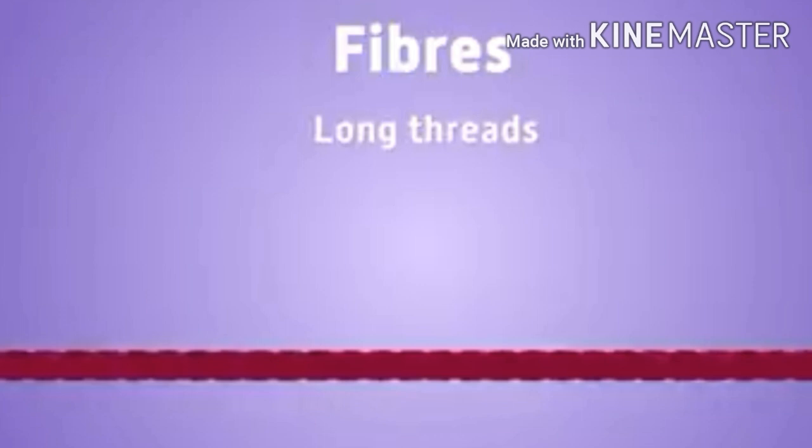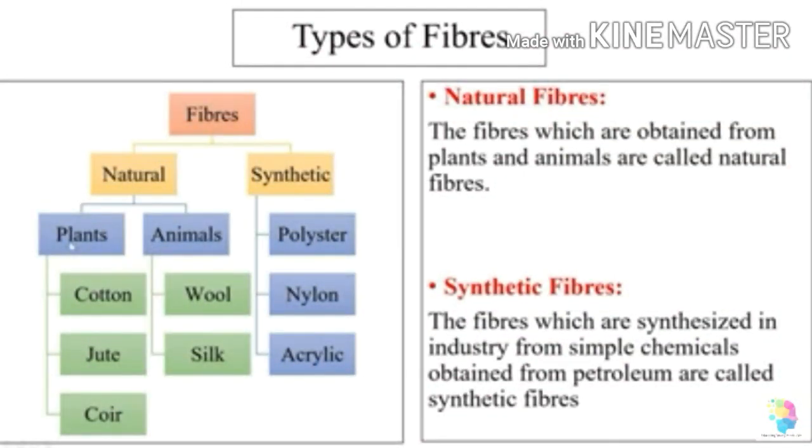And in another way, we can say that fiber is the smallest visible unit of any cloth. Did you get? Fiber is the smallest visible unit of any cloth. So now we will get to know the first one, natural fiber, and the second one, synthetic fiber.